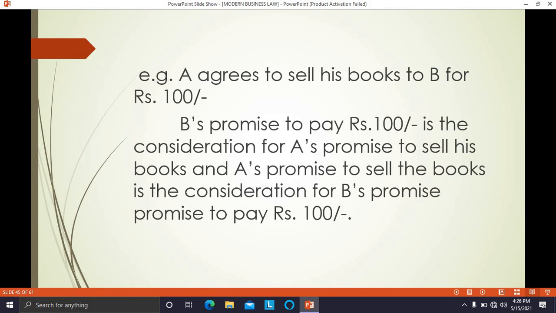Simple example. A sells his book to B for rupees 100. A is giving a book. What is A getting from B? He is getting 100 rupees. So he is giving as well as getting something. What is B giving? B is giving 100 rupees. What is he getting? He is getting a book. So both the parties are giving something and getting something, and that something is called a consideration. So in every contract, the element of consideration is very necessary. If there is no consideration, no contract at all.